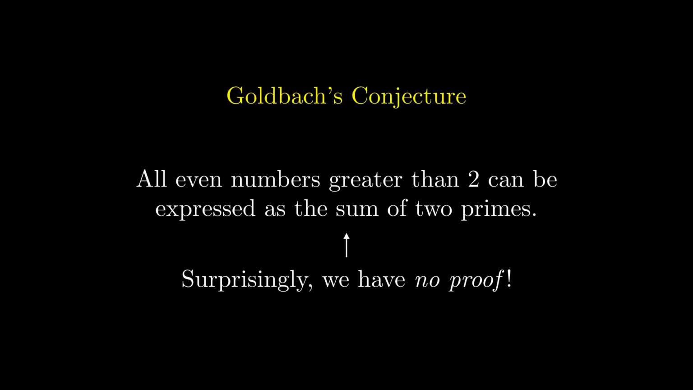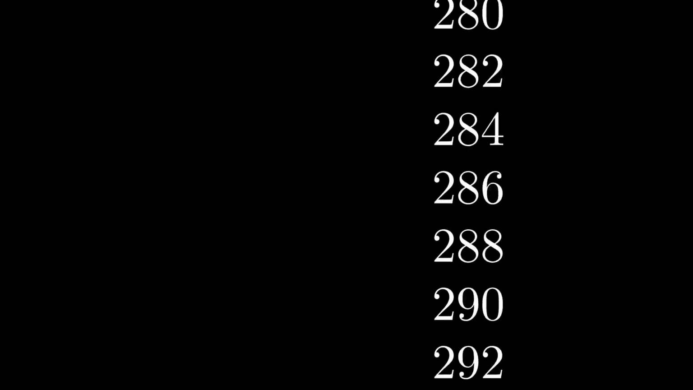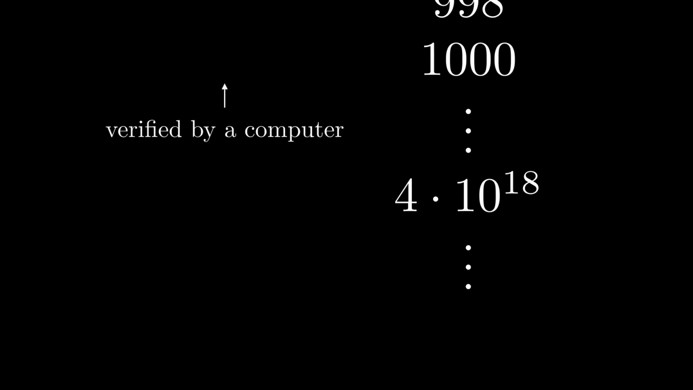The claim itself isn't all that complex. But if you can believe it, we actually don't have a proof of this statement at time of recording. Yet this is a really well-known problem in the number theory world. It's called Goldbach's conjecture. A conjecture, by the way, is a mathematical claim which we believe is true, but hasn't yet been proven. With the help of computers, we know that the claim holds for all even numbers less than 4 times 10 to the 18, again, except for 2.